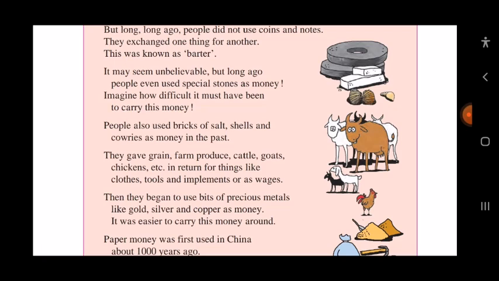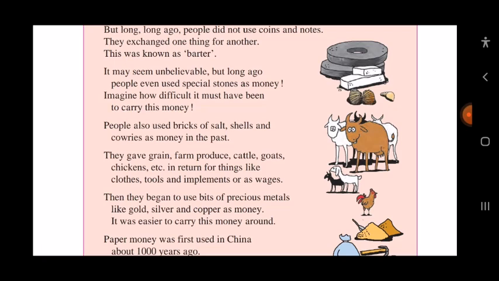You won't believe it, but in ancient times people even used special stones as money. Imagine how difficult it must have been to carry this money. Can you carry lots of stones in your pocket? No, your pocket will become heavy. So it was very difficult at that time to carry this form of money, that is, stones.